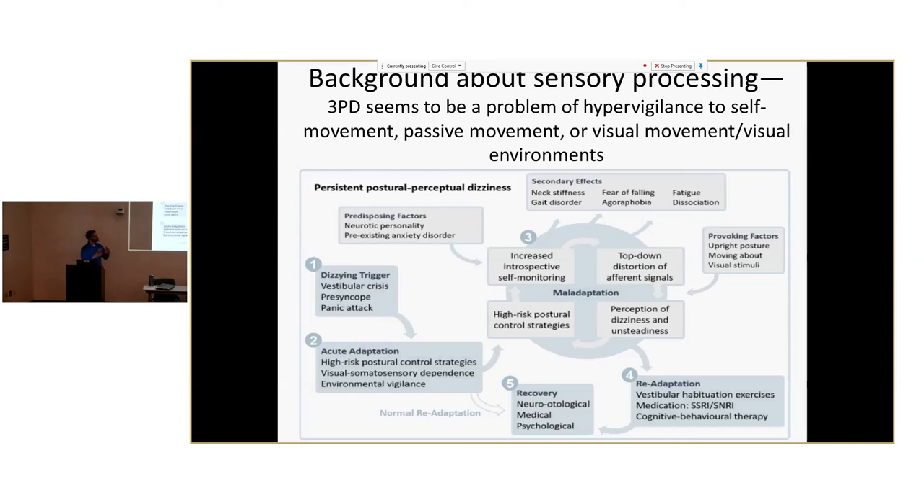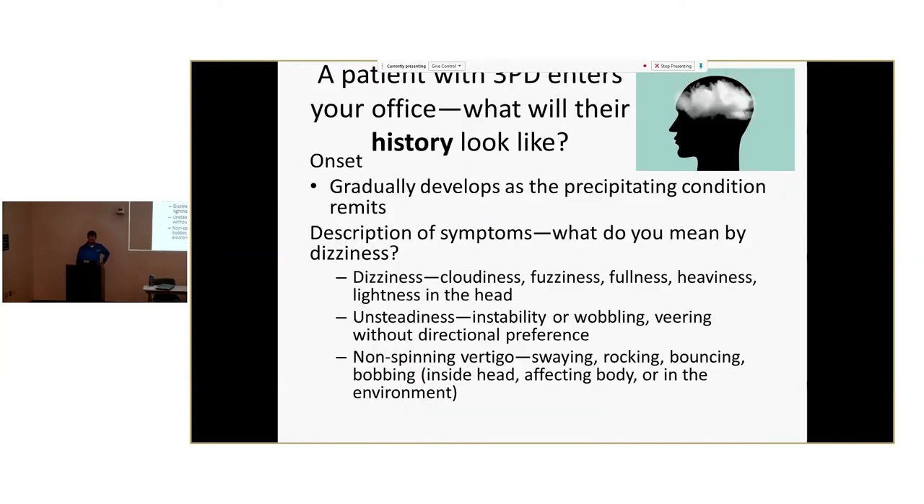Again, prior experience can color how we perceive things, that top-down distortion. Because of that, we get dizziness and unsteadiness, and that feeds into feeling unsteady with movement, so we're not going to move. It's the vicious cycle of dizziness and retreat from prior experiences. So what would a patient with 3PD look like when they enter your office or clinic?